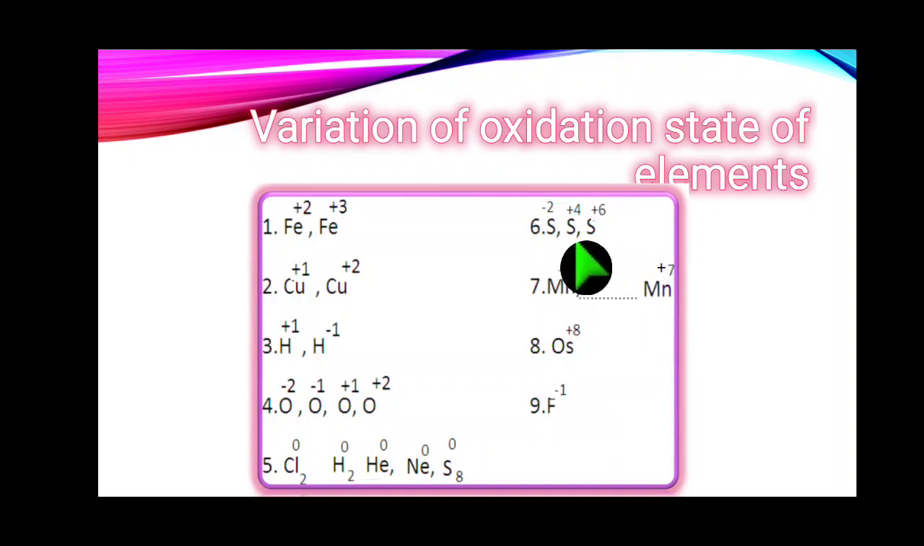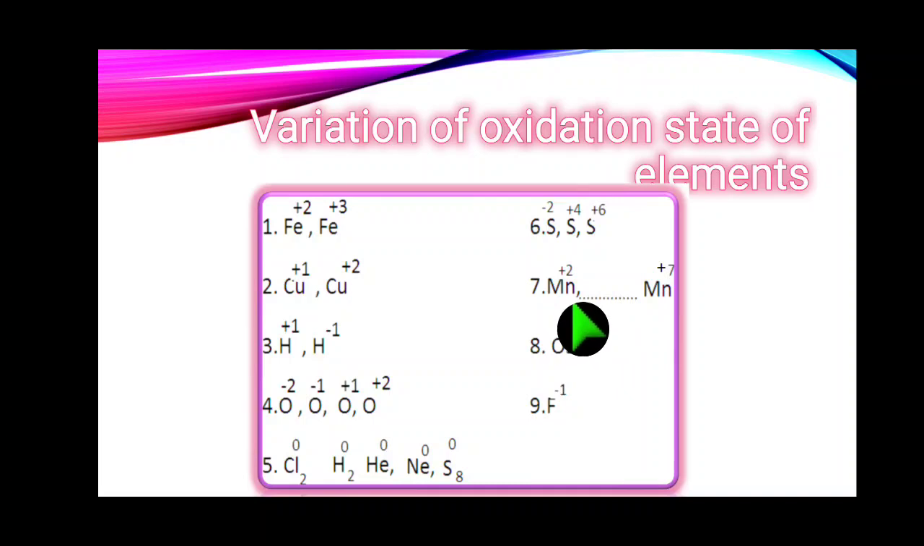Then the sixth one, sulfur. Sulfur has a variety of oxidation states, for example minus 2, plus 4, plus 6. Minus 2 means it is the second element. And in sulfuric acid, the sulfur carries plus 6, right?